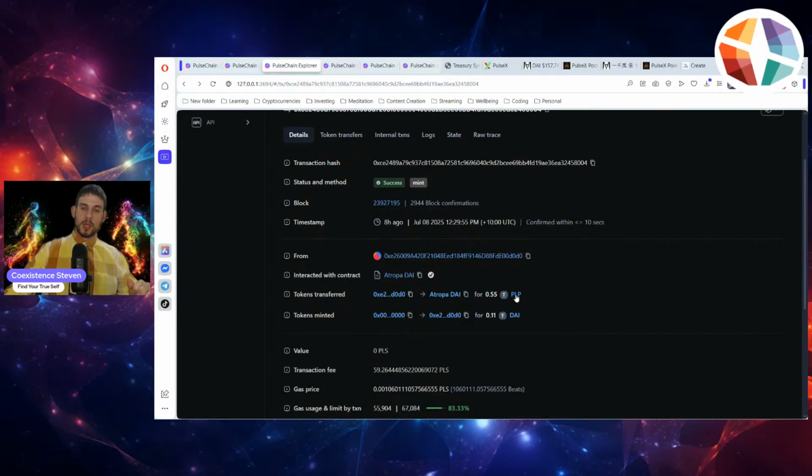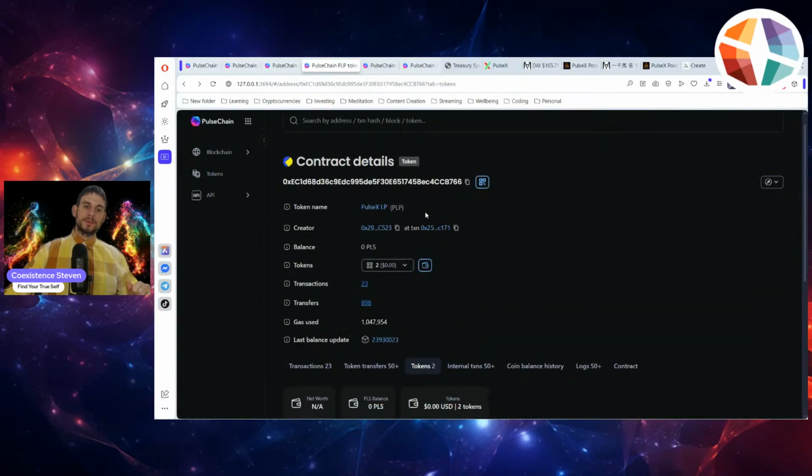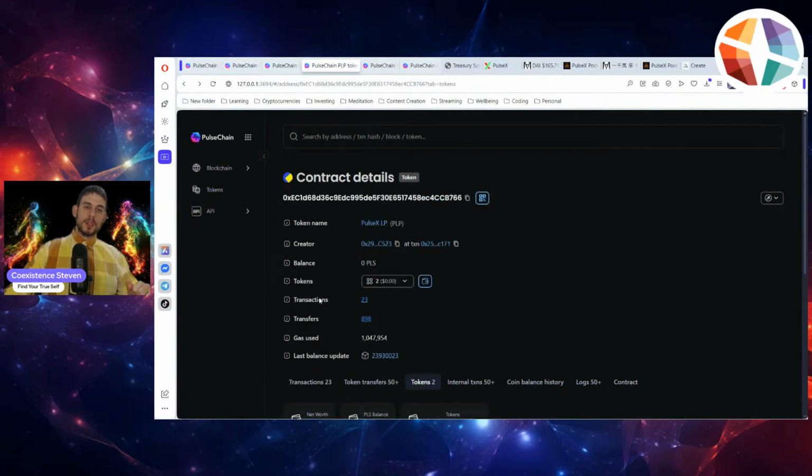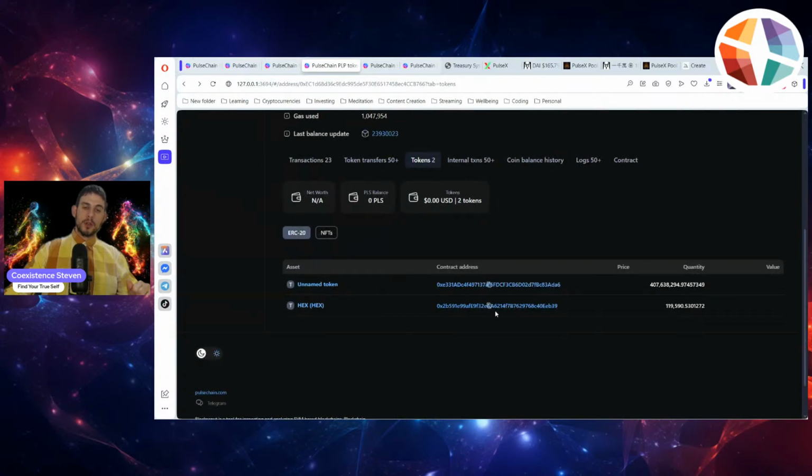So then what's this PLP? I click on that PLP and it brings me to this contract details page, which is a PulseX LP. And then I click on the tokens to see what the two tokens are.